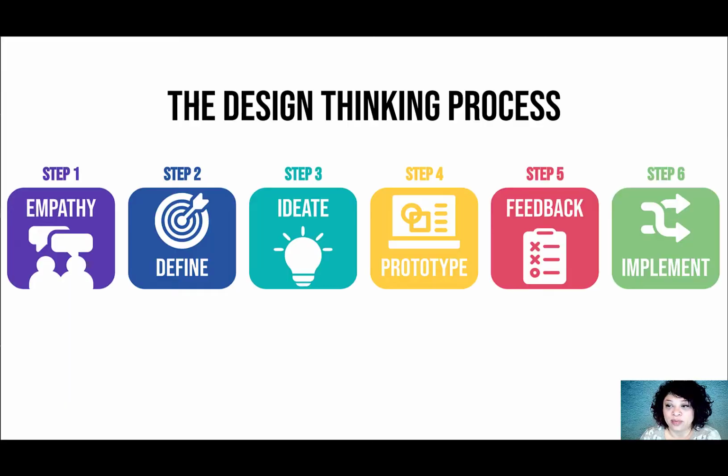The design thinking process consists of 6 steps. Step 1 is empathy. Step 2 is define. Step 3 is ideate. Step 4 is prototype. Step 5 is feedback. And step 6 is implement.